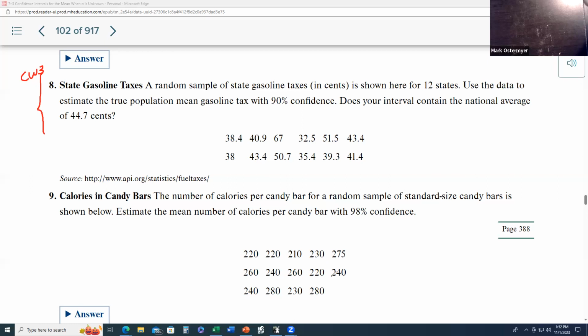I would recommend rounding off your results to at least about the hundredths place, 2 decimal places. Let's just do that.